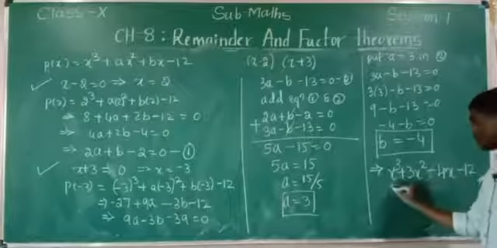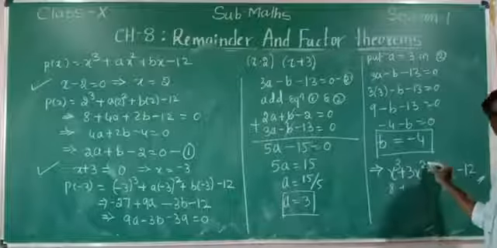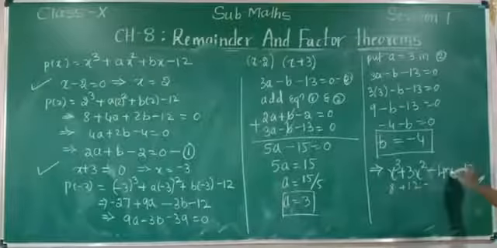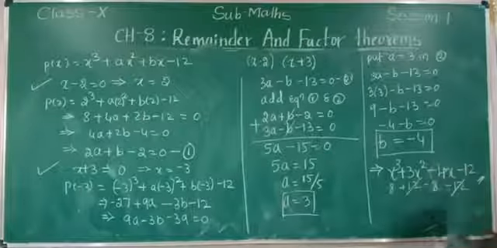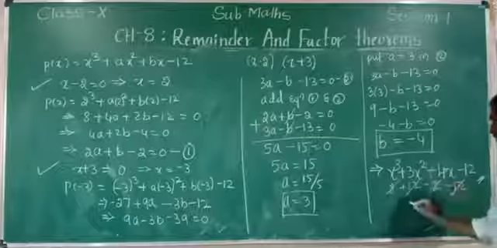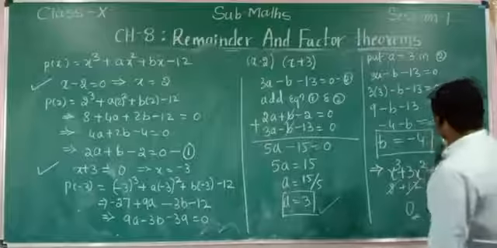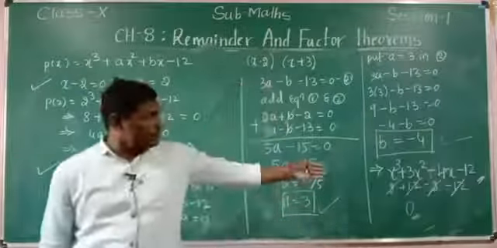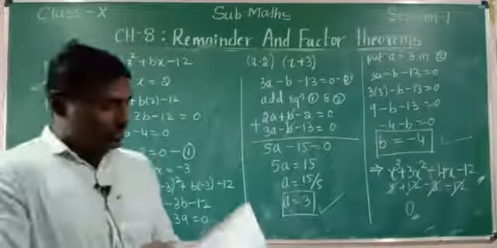2 cube is 8 plus 2 square is 4, 4 threes are 12, minus 4 into 2, 4 twos are 8, minus 12. So plus 12 and minus 12 get cancelled. Plus 8 and minus 8 get cancelled. Remaining 0. So what we are calculating, the a and b values are correct. Okay. So this is the method of verification. Okay. See the next question.